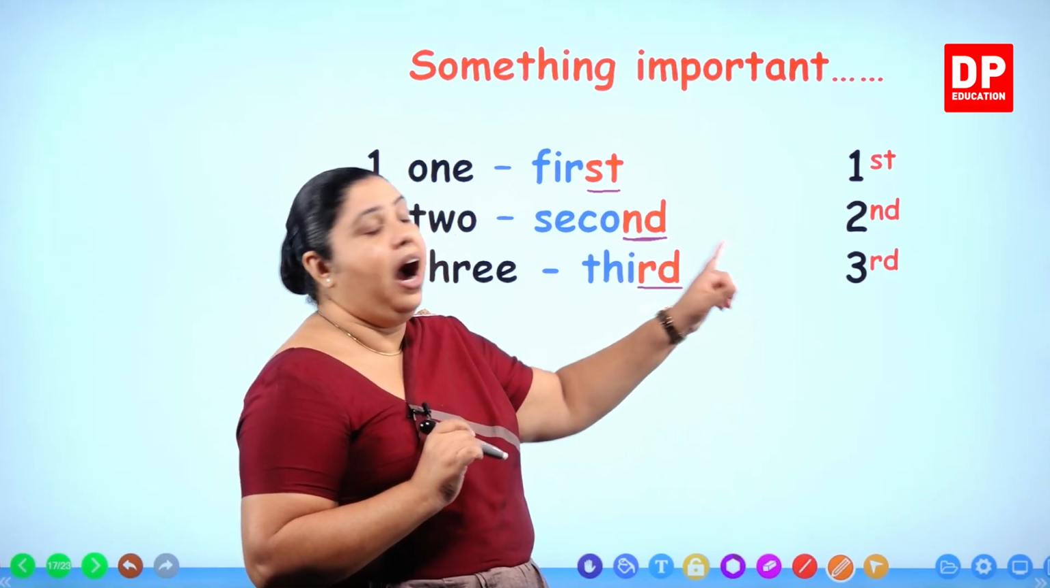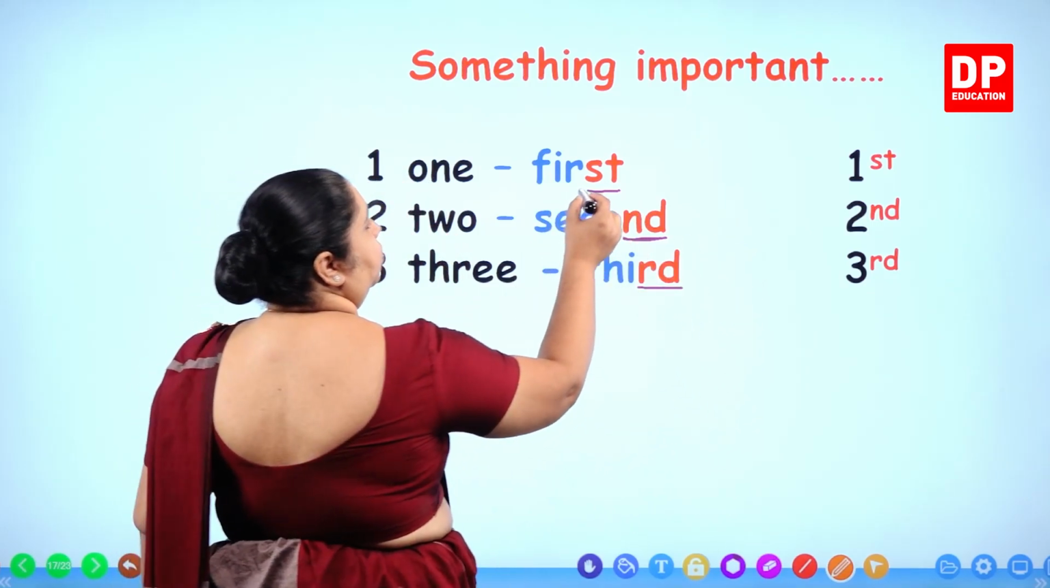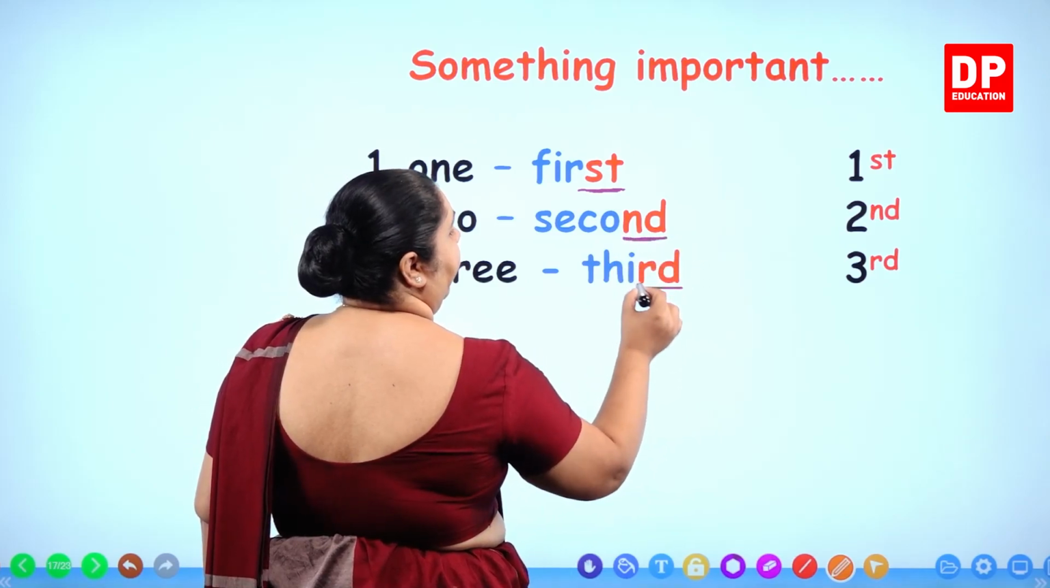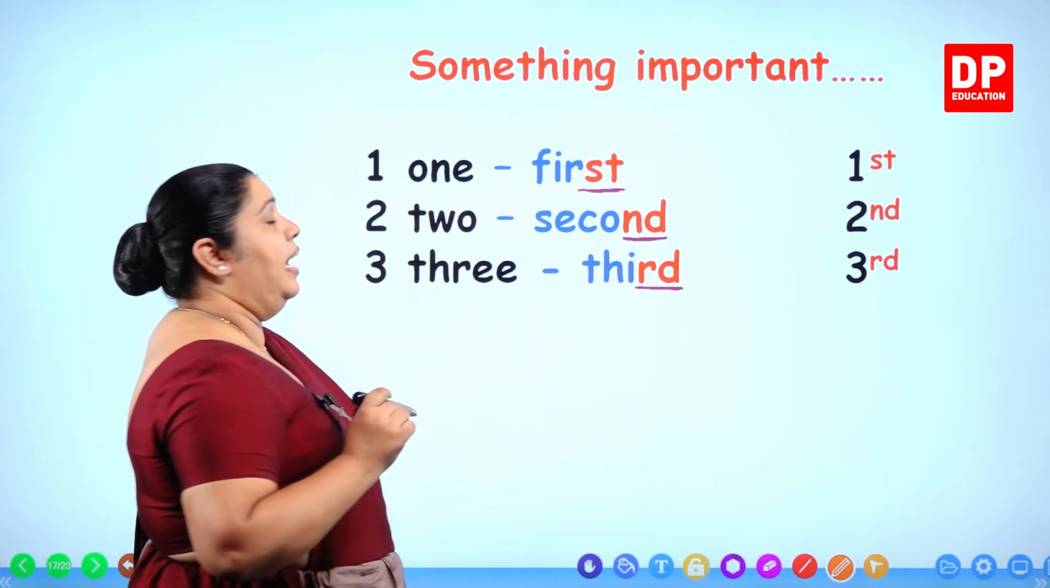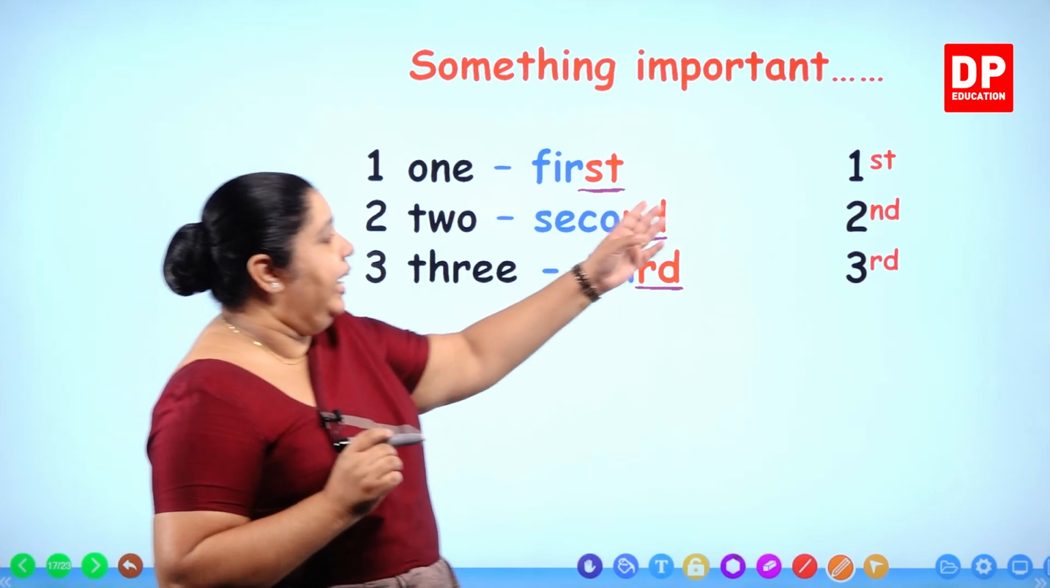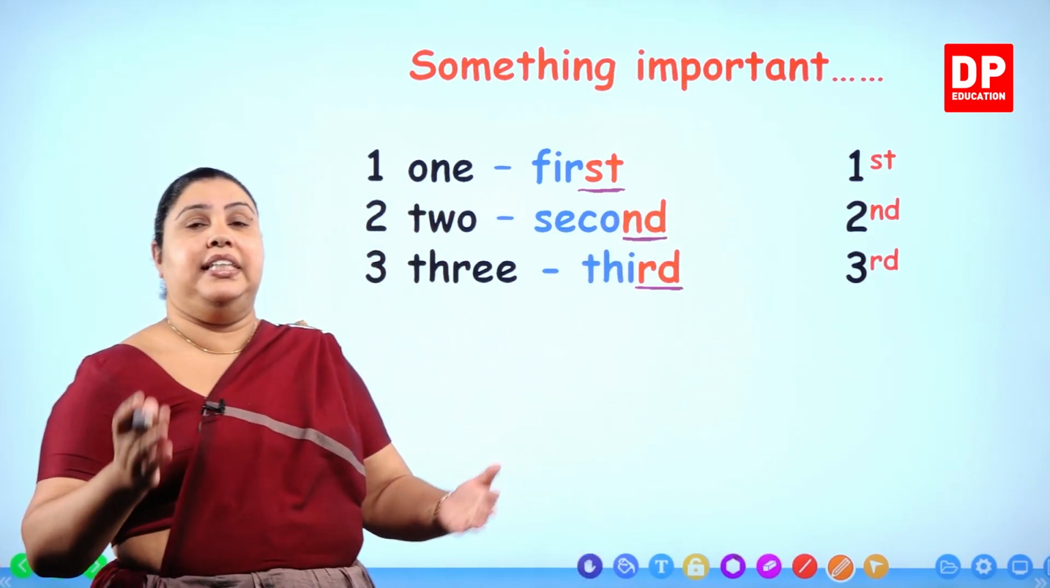Number 3 RD. Because these are the two letters that we have in the word as the last two letters. We add it with the number and we say first, second, third.